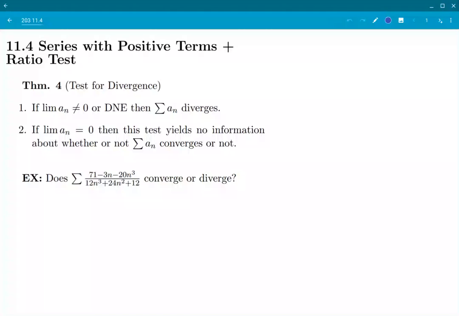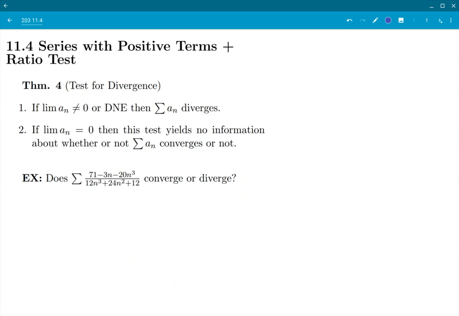Now, test for divergence. So we're going to look at a few more tests for deciding whether a given series is convergent or divergent. That's our main approach here. You don't want to figure out the actual sum. Usually that question is much too hard. So what we'll be doing is just determining whether a given series is convergent or divergent. Okay, our first test is the test for divergence.